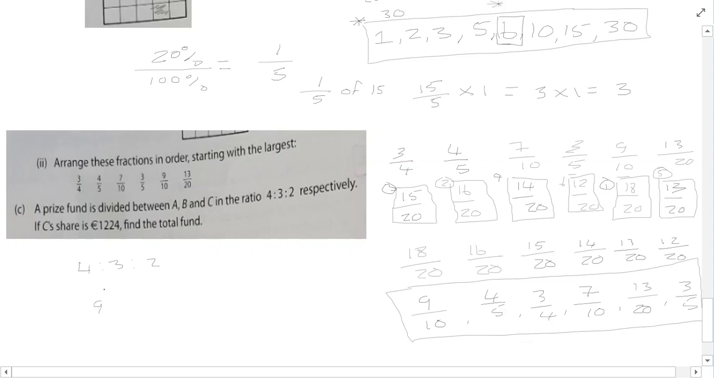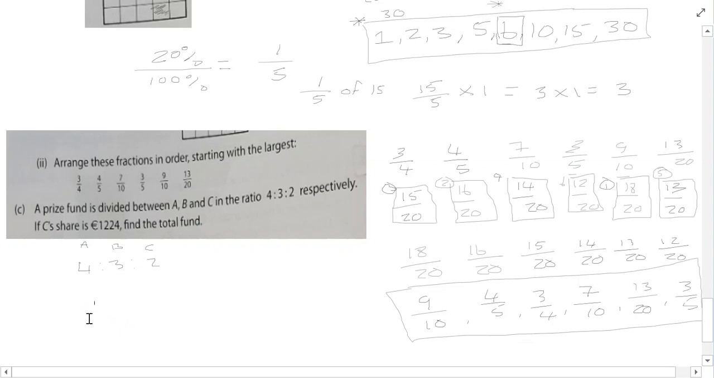Okay, so when we add those all up together, what we can say is that if we want to change this into a fraction, this represents A, this represents B, and this represents C. So A gets 4 parts, B gets 3 parts, and C gets 2 parts. Now what we can do is change this into a fraction.